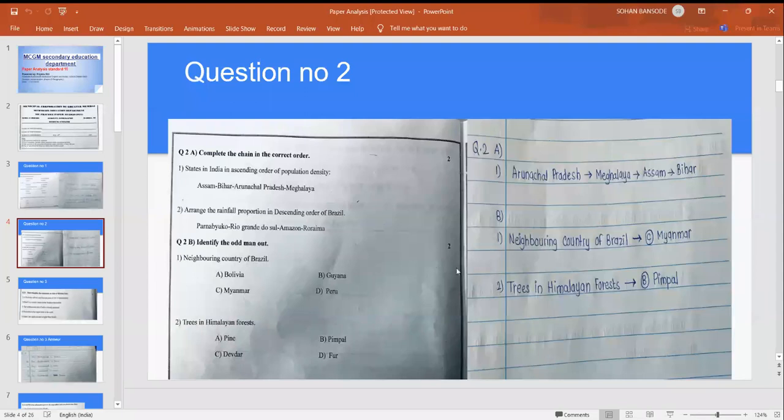The proper method of writing the answer is you have to write one sentence first, that is, neighboring country of Brazil, dash, whatever is your answer. Then the answer is Myanmar. Myanmar is not a neighboring country of Brazil. Next one is trees in Himalayan forest. So again, the same way you have to choose your answer and write it in a proper way.